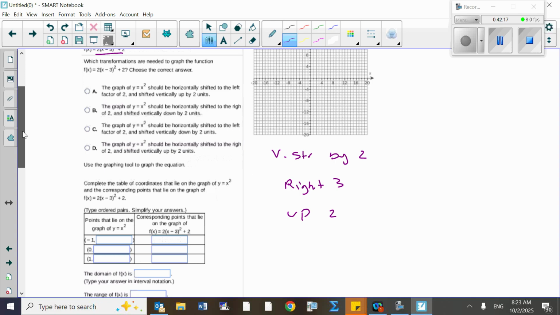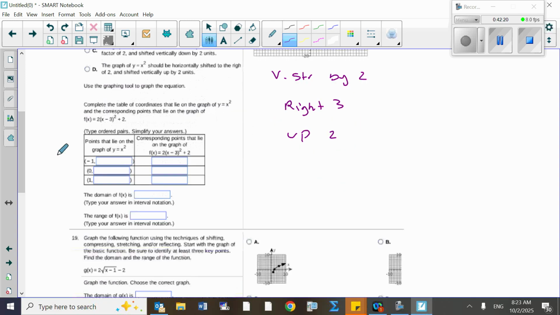Now let's look at the points here. If I have the graph of y equal to x squared, which is the parent quadratic function, if x is negative 1, y will be negative 1 squared, which is 1. X is 0, y will be 0. X is 1, y will be 1 squared, which is 1. Now, how do I find the transformed points? So this is what you need to do. You need to add any x value by 3, and then you need to multiply any y value by 2 because of the vertical stretch, and then add 2 because we are moving the function up.